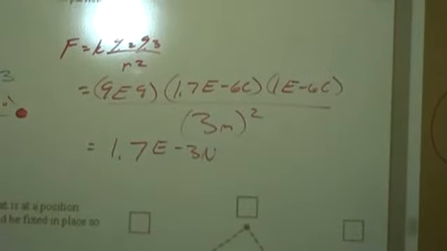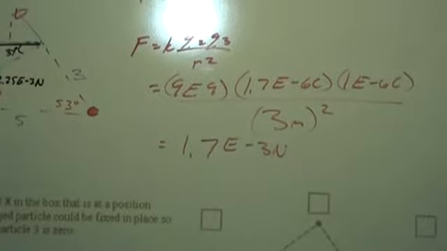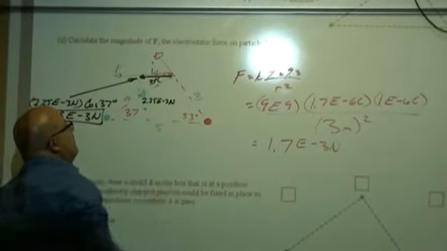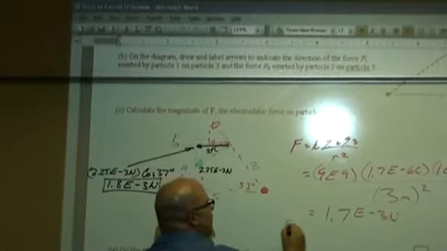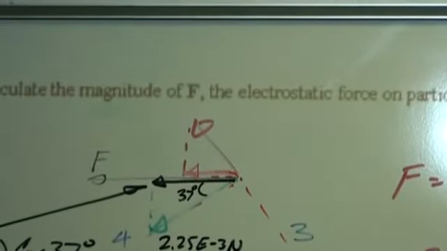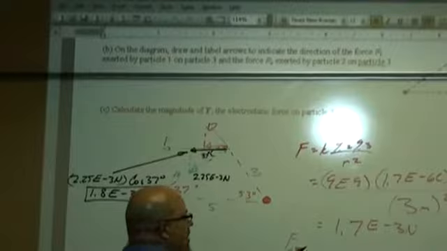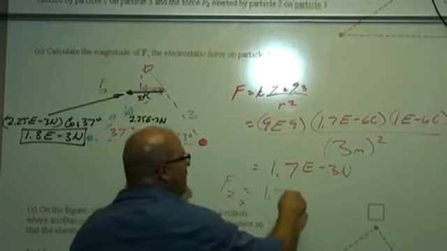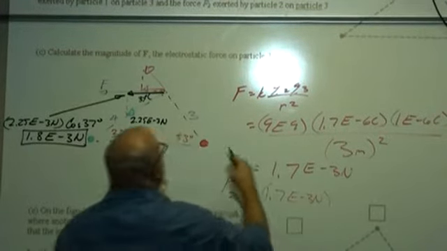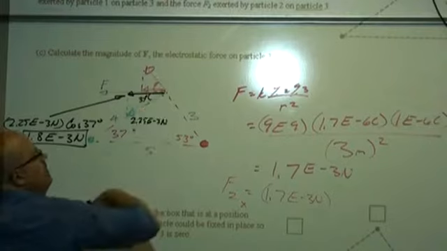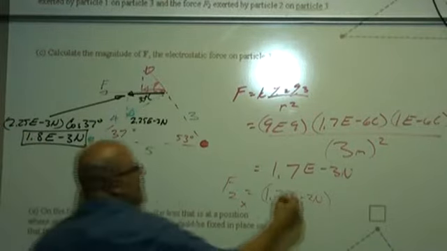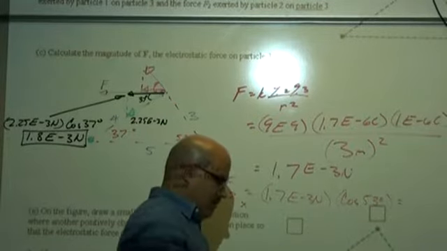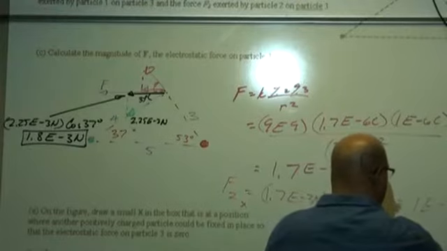Wait, that's the final answer? No. That's the pink force. I don't want the pink force. What I want is the red component. I want this component. This is the force from charge 3 on charge 2. So I want the x component only, which is going to be 1.7 e to the negative third newtons. And that angle right there is going to be 53, right? Same angle. So I have a cosine of 53 degrees. So that gives me 1 e to the negative third newtons.